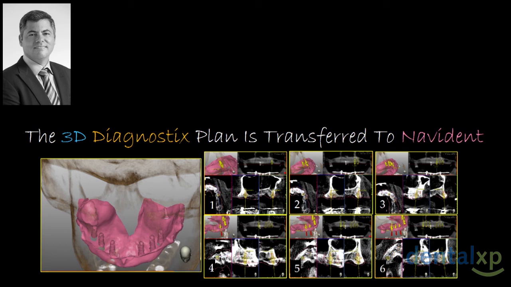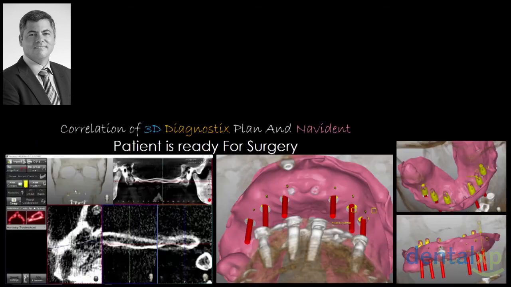What we see in yellow is the Navident implant being correlated to the implants that we had already planned in the interactive software. And now we have been able to correlate 6 implants exactly in the same height, same position, same angulation, and we have a duplicate of the original plan. Patient is ready for surgery.